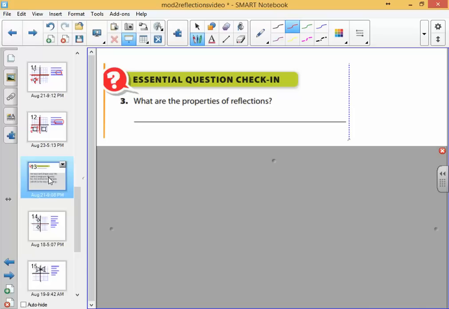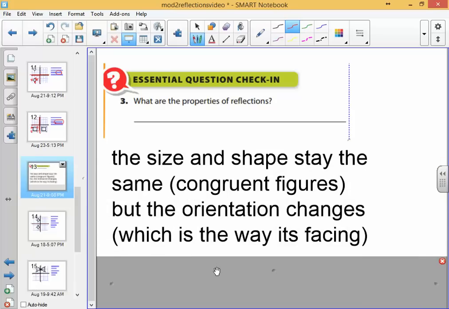So quick question: what are the properties of reflections? You could take a minute and try to answer that. I'm going to tell you that the size and the shape stay the same, so they are congruent figures, but the orientation changes, which means the way that it's facing changes.